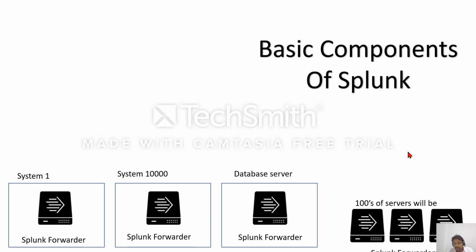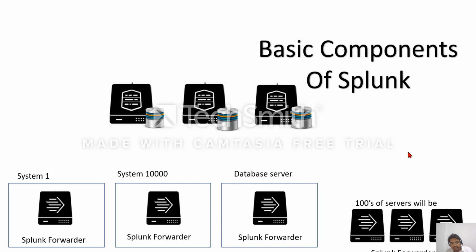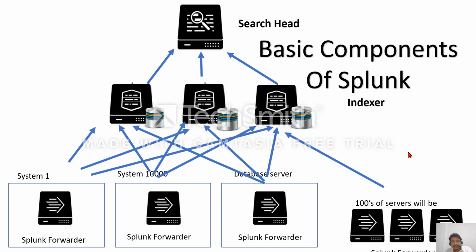What are the basic components of Splunk? The first one is the forwarder. As the name suggests, it collects the data and forwards the data to the indexer. It is a kind of agent sending the data to the indexer. The indexer is the heart of Splunk, where we are storing our data.